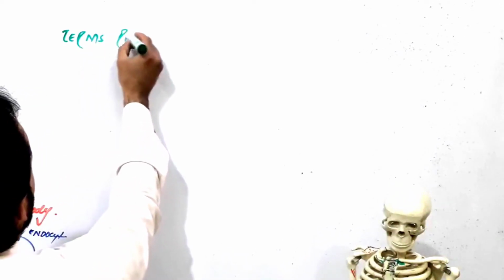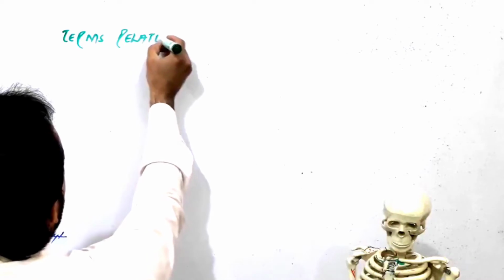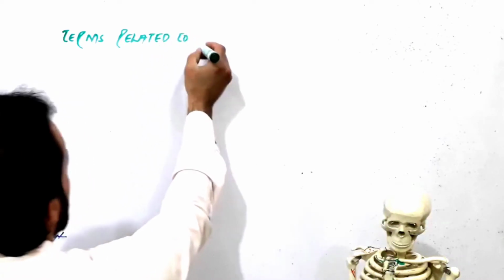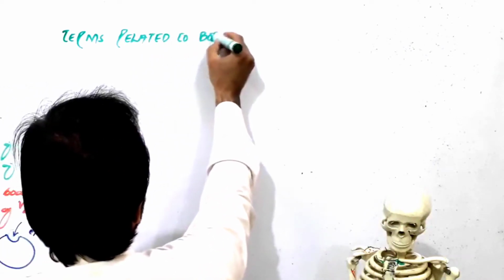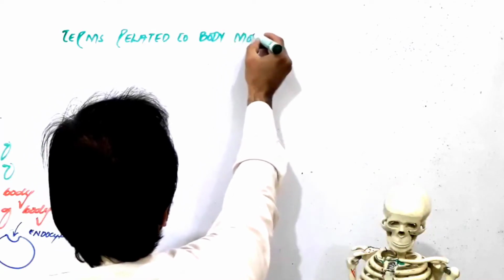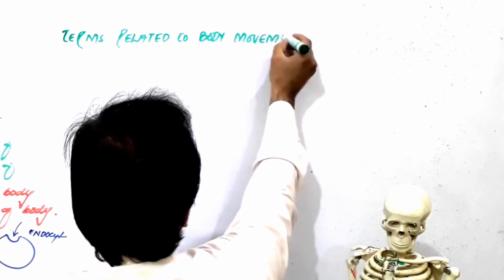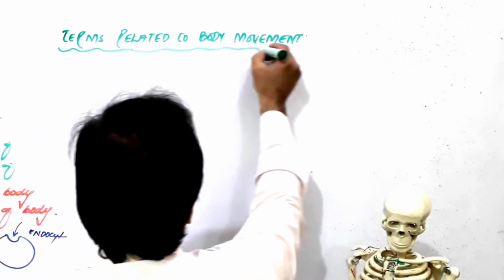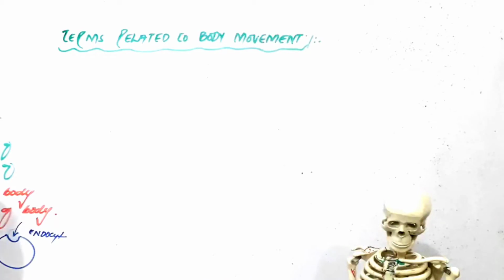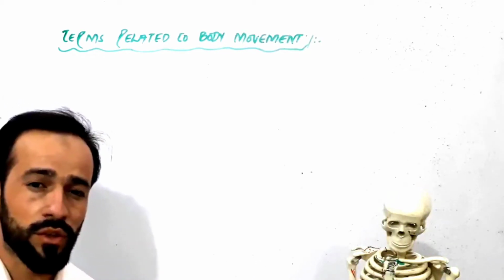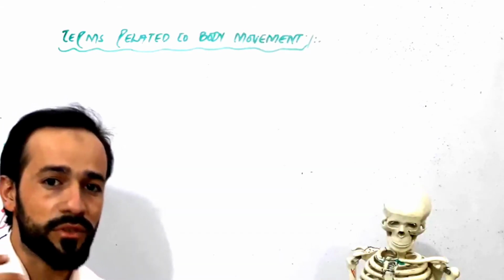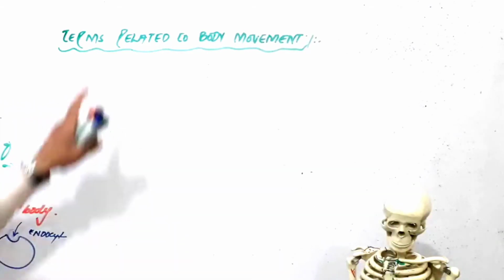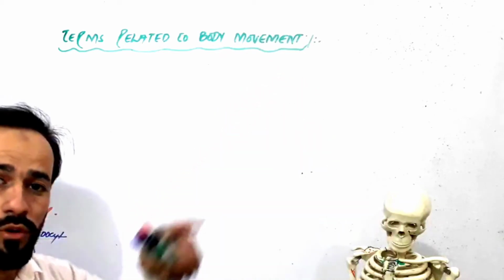Terms related to body movements. Our body performs certain movements while we are sitting, while we are dancing, while we are running, while we are standing, while we are doing anything. Our body performs certain movements. So what are those movements called in anatomy, right? These are called the terms related to body movements.